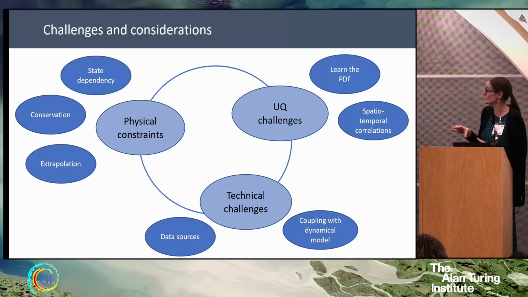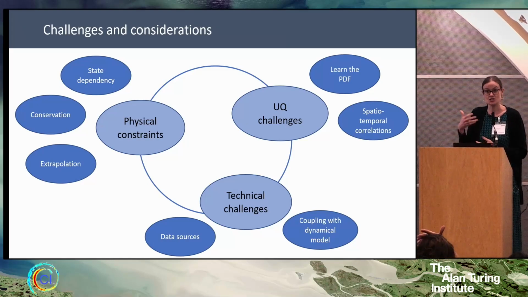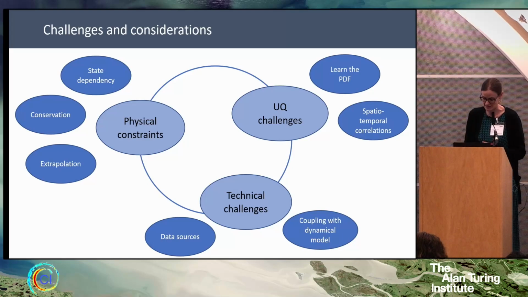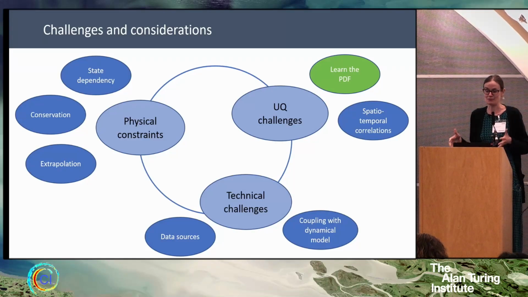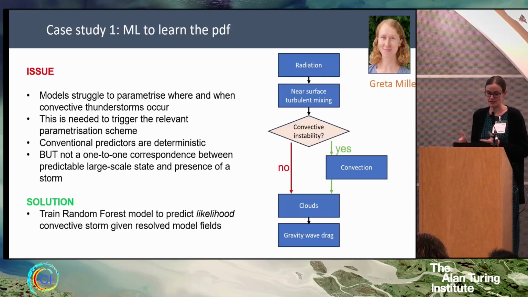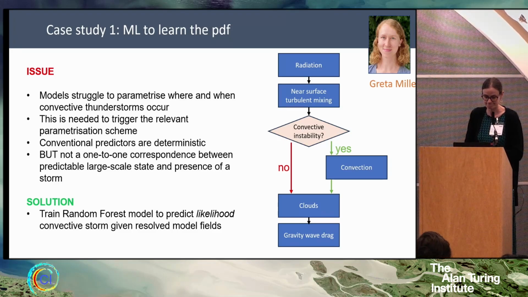Instead, I'm going to focus on two of the challenges introduced by this need to do uncertainty quantification within the parameterization process. Firstly, the most obvious one, we're going to have to start off by learning the probability distribution for our small-scale process. As a case study of where we've used machine learning to do this, I want to talk about some work which was done by Greta Miller. This is really an advert for her poster, actually, so you should go along and see her later this afternoon.